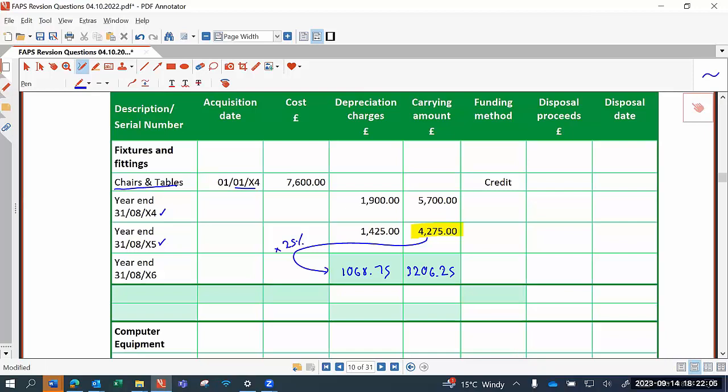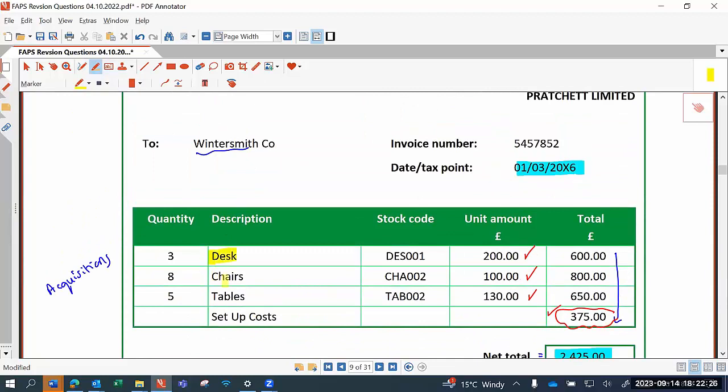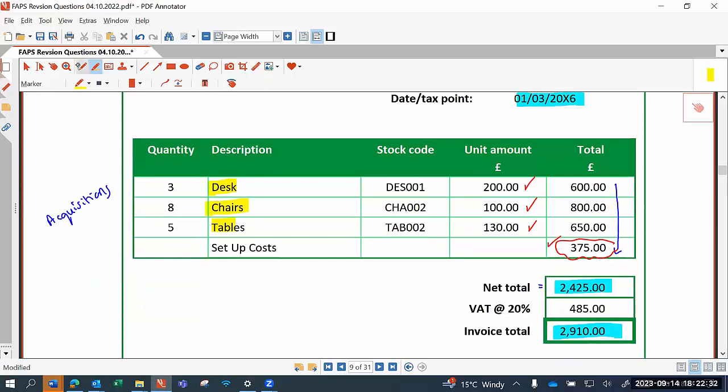Great. So that gets us up to the end of August XD6 in terms of this subheading, which was the chairs and the tables. But of course, I've bought more things in this period. The chairs and tables are fine, but what else did I buy? Remember the invoice? Desk, chairs and tables, including the setup costs, cost me £2,425. Remember we talked about the net figure being the relevant one because that VAT will be reclaimed from HMRC.